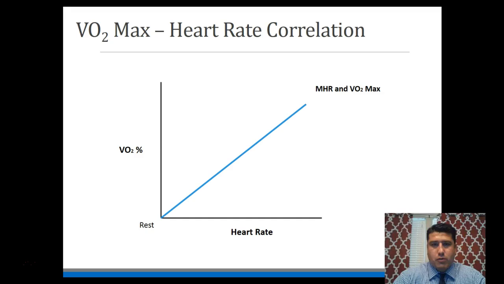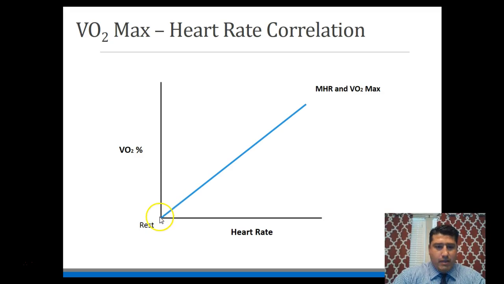But there is a direct correlation between VO2 max and heart rate. So whenever you approach your VO2 max, you're also approaching your maximum heart rate. So in other words, you can't consume more oxygen. You can't continue on. You've reached your maximum heart rate. You can't continue on. It's a direct relationship.